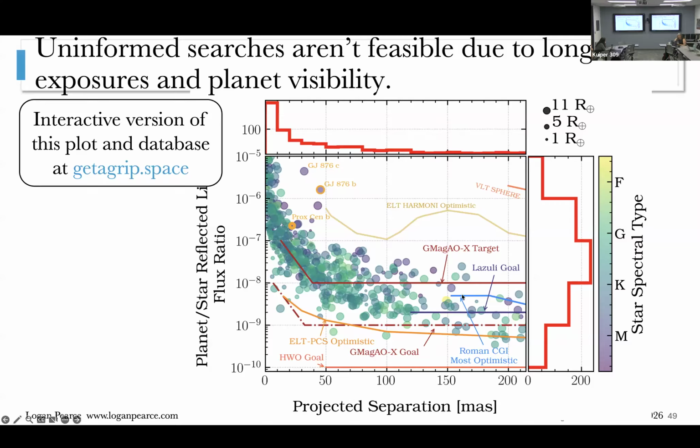So here's the inner edge of the most optimistic Roman and Lazuli curves, and then GMAG-AOX target and goal, and then PCS's most optimistic contrast curve, and then HWO is, I don't know, way down there. Who knows what's going to actually happen with that. But you can see that even if we can't get as deep, we can definitely get in closer where there are tons of planets that we could potentially go after for this science case.